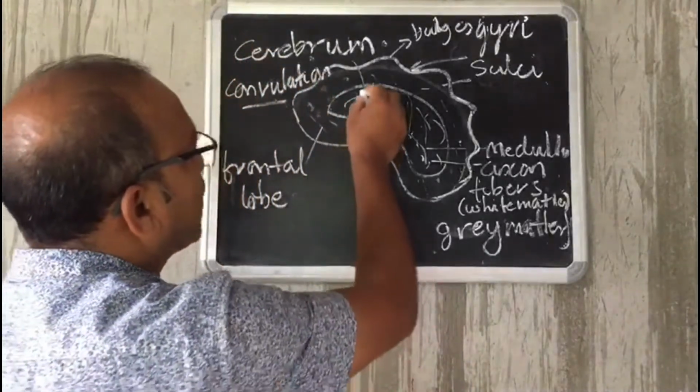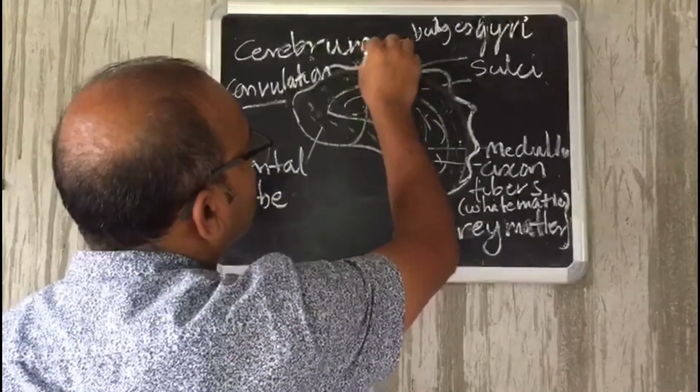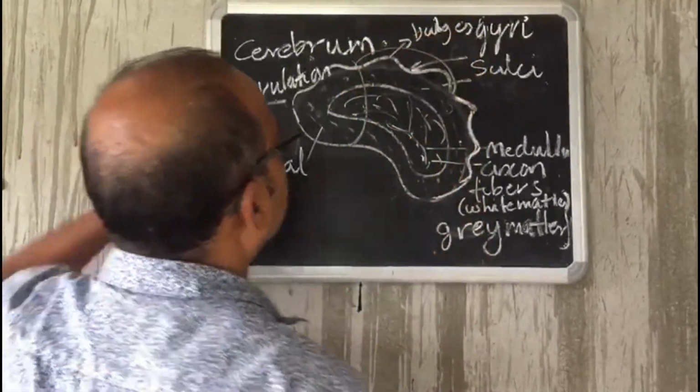Then we have the parietal lobe. This particular region is called the parietal lobe.